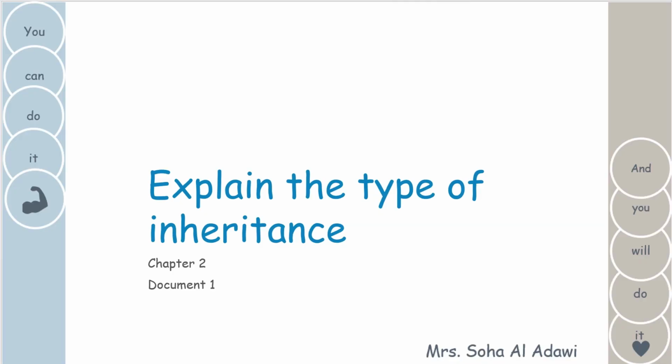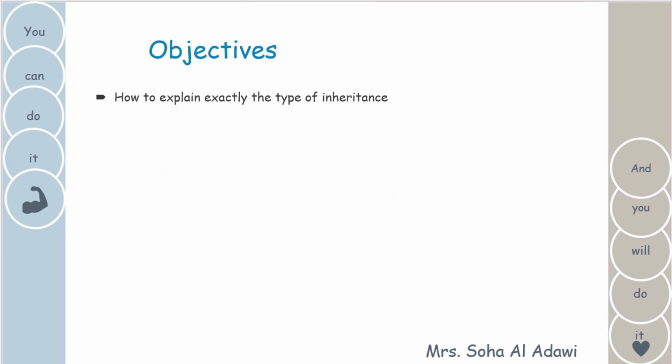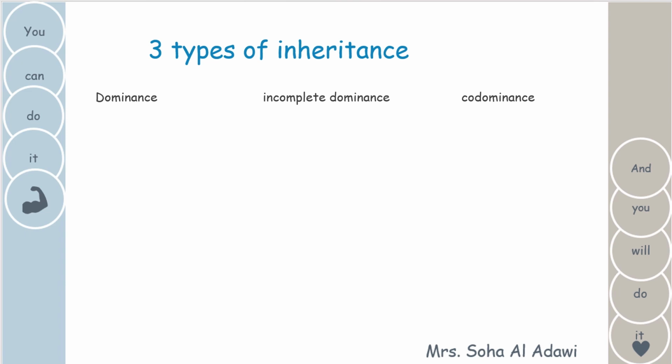So how do we explain the type of inheritance, and how are we going to write our answer, whether it's dominance, incomplete dominance, or codominance, to get the full mark? Here is the objective in this lesson. First of all, let's take one example and apply it to the three types of inheritance. I'm going to take, for example, black and white.